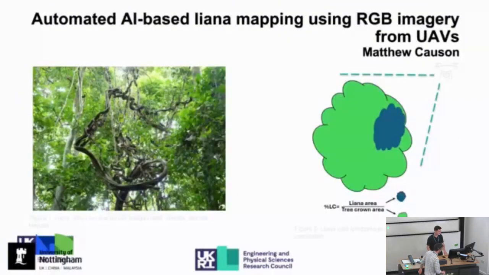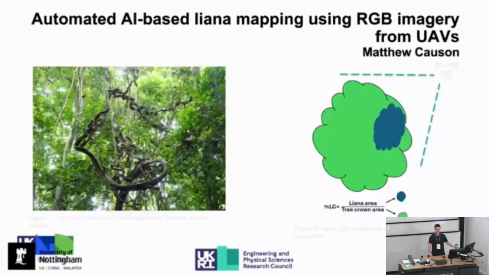Hi all, I'm Matt Causon. I'm a first year PhD student at the University of Nottingham, and my research focuses on how we can move towards a more automated method for mapping lianas in tropical forests. There's an image there of a liana. They're quite a complex growth form, and they use the structure of trees to support their weight as they climb to the forest canopy in search of light.